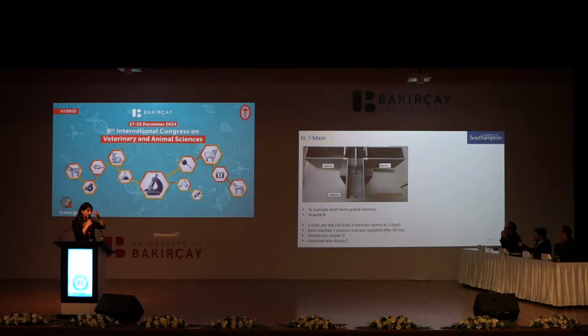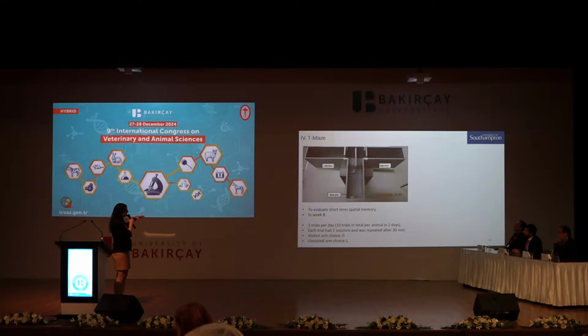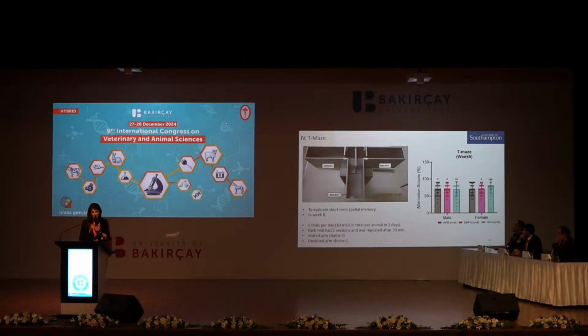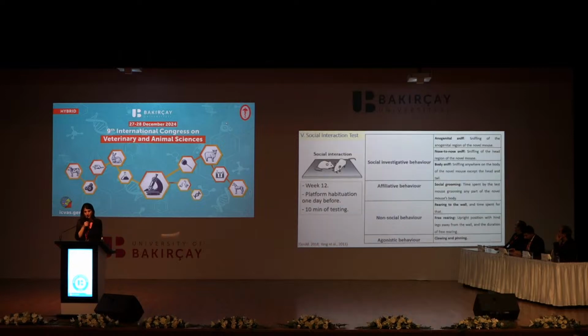Then we did a T-maze, which is another test to evaluate their short-term spatial memory. Basically, we are putting the animal in the base, letting them choose one arm, restricting them in that arm, then picking up the animal gently and starting again. Then they should go to the unvisited arm, which is a way of showing they remember the previous arm, and based on that we are calculating an alternation score. We did this test in week 8, but we didn't see any significant differences in their alternation scores.